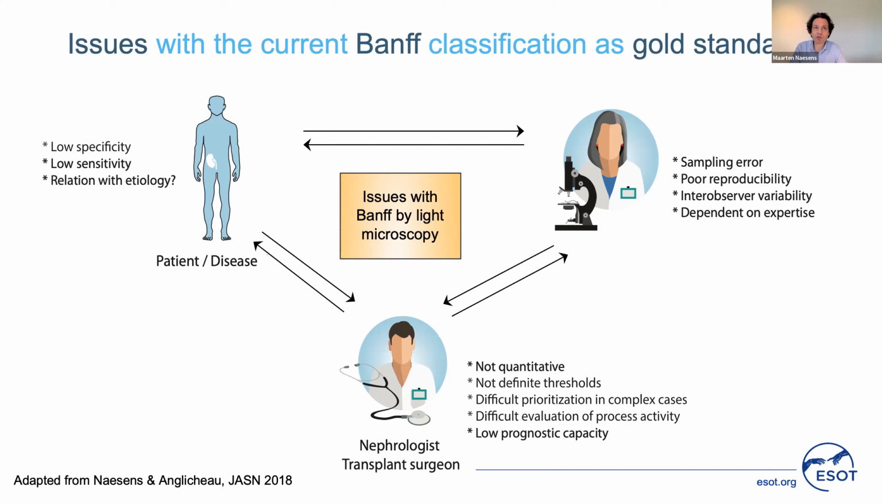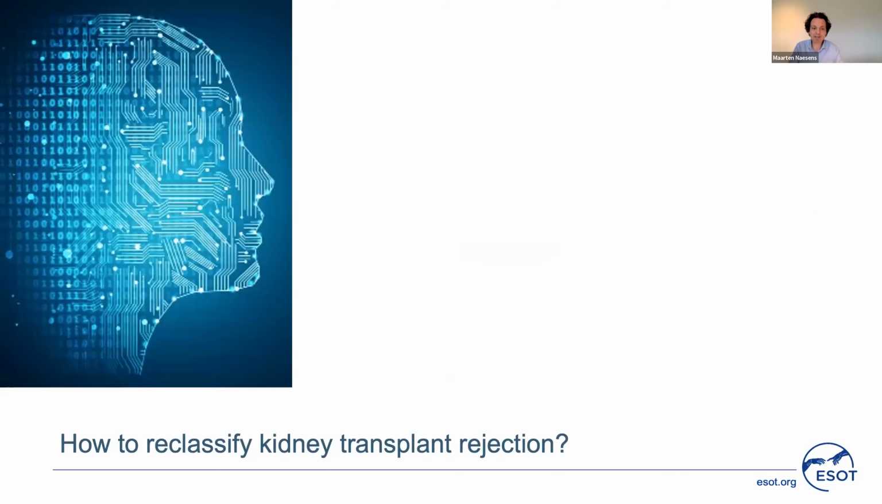We use it for daily routine clinical diagnosis of acute rejection, but it might be possible that in the future we overcome the problems with the Banff classification as gold standard. And in this presentation, I would like to go over some of these potential tools.